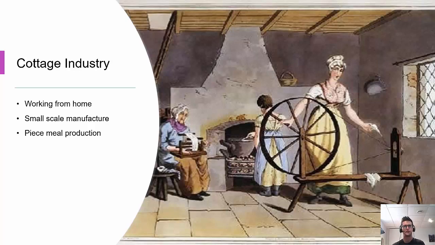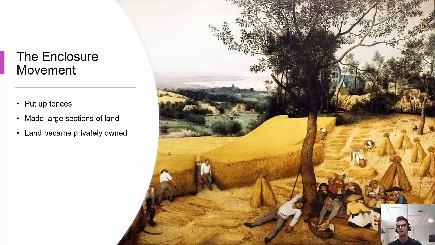So the first change was the enclosure movement. The people who owned the land put fences up. And instead of the little strips of land that everyone got, they made large fields. And it was privately owned. So a lord would just grow crops or raise sheep. Suddenly, people didn't have the same access to land. The family farms that people had for generations were over. People needed to find new places to work.